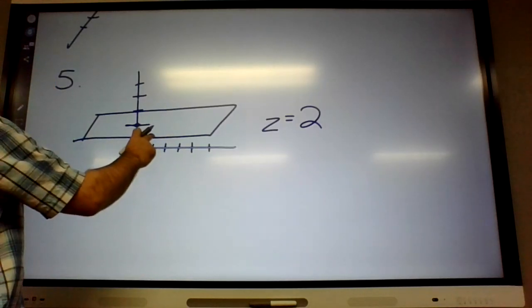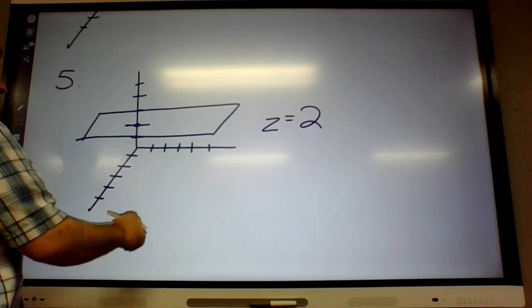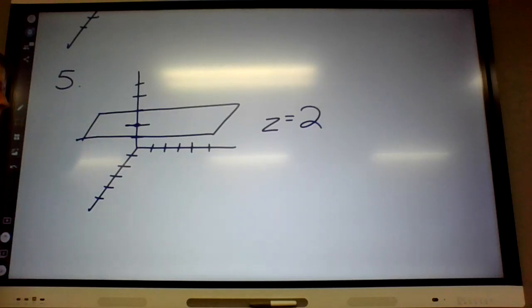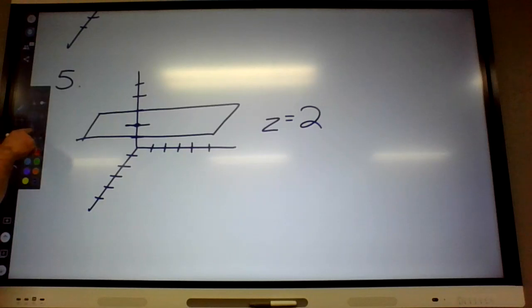kind of make like a horizontal parallelogram. That's probably about as good as I can do. I guess we could shade it again.